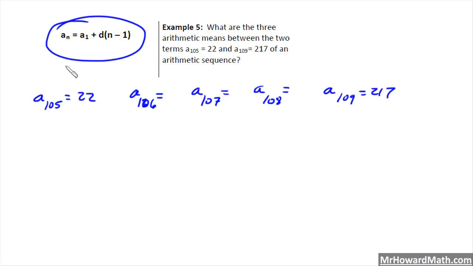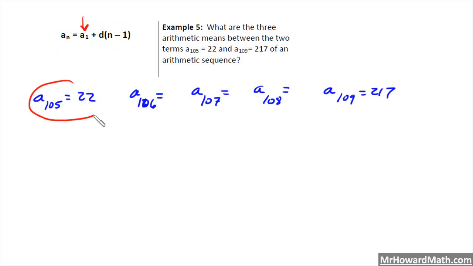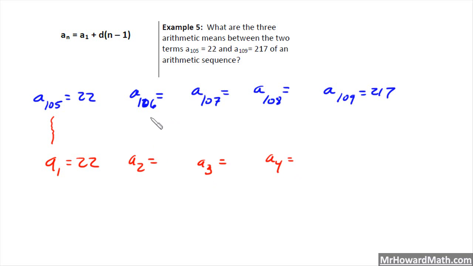Well, we're going to use this formula to find those values, and we're going to find the common difference first because that's what we don't know. So we have to make the adjustment. We need an a sub 1. This is the first one we're given, so we have to replace it. Therefore, we have to adjust the index value accordingly. So this becomes a sub 1 now, and that's equal to 22. So this then would become the new a sub 2, a sub 3, a sub 4, and then this is the new a sub 5 equals 217.